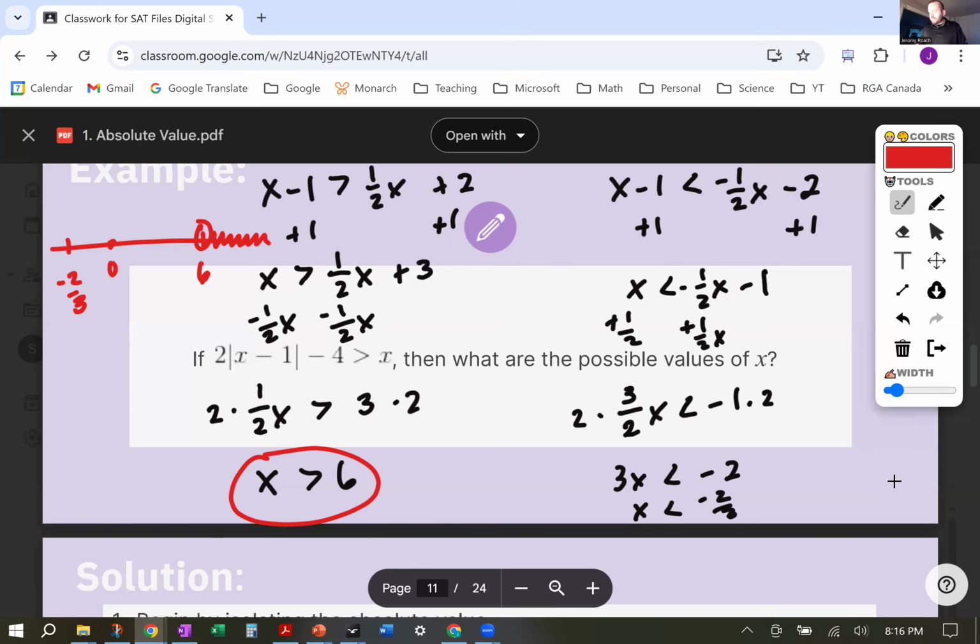X is less than negative 2/3. We put an open circle and shade everything that's less than negative 2/3. So that's how we can graph that. And so it says, what are all the possible values of x? Those are all the possible values of x. X can be anything that's bigger than 6, or it can be anything that's less than negative 2/3. It can't be anything that's in between there.